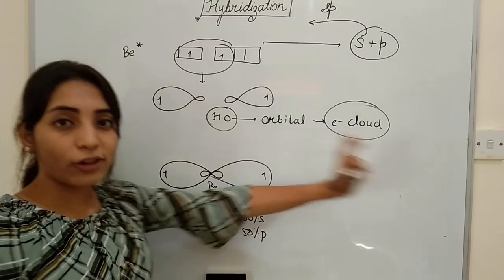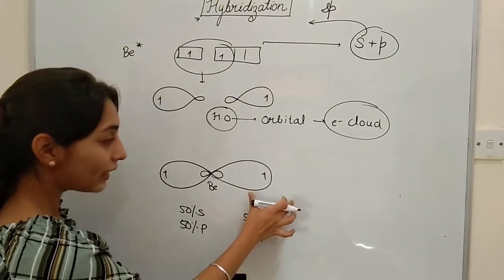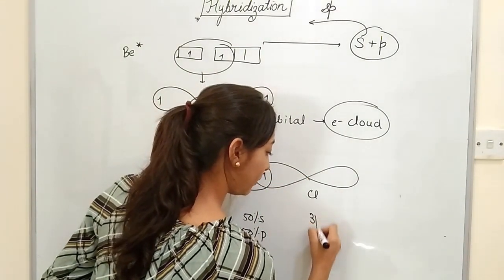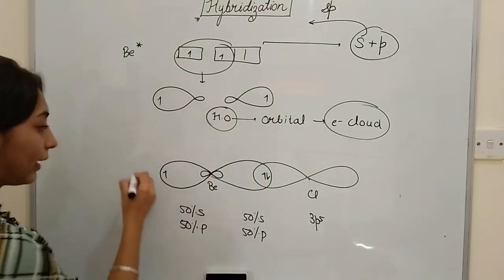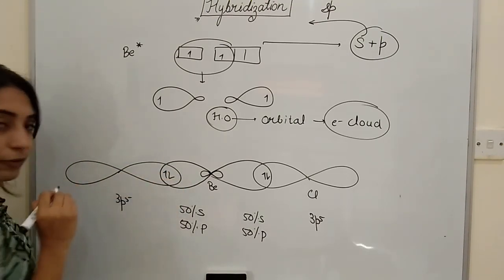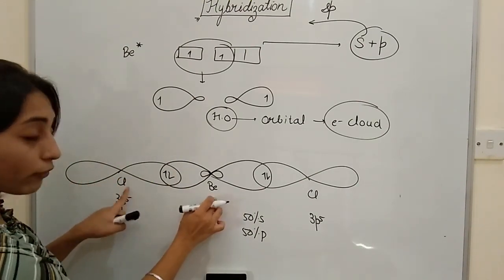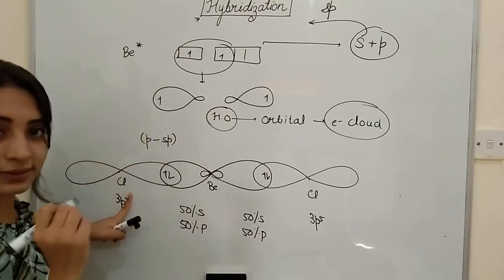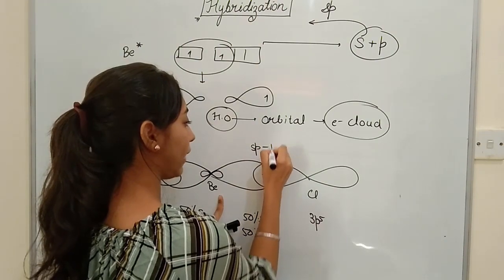Now beryllium is like full on ready. It's like, come on, let's see who can come to beat me up. Now this chlorine comes. Chlorine, you remember, was 3p5, but it should have opposite spin electron. So it's like this, and the another chlorine is coming from here. This is also 3p5. So what is the bond formed here? This is also chlorine. So the bond formed here is between p and sp orbitals. And what is the bond formed here? This is also sp and p.